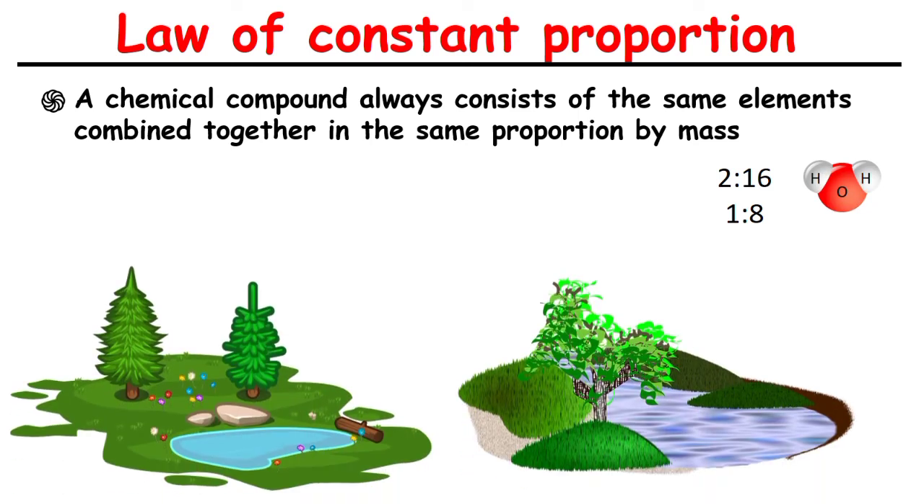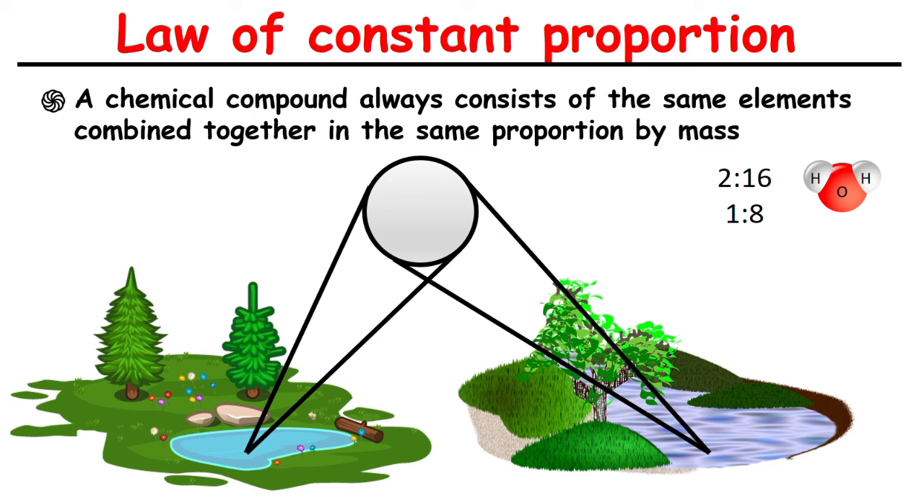Now we have a pond and a river, and both have some water in them. If we take water from both sources and look at it under a microscope, we will see that the molecules look the same. Why is it so? Because, as I told you, there is a constant proportion in each and every molecule. So whether you take water from a pond, a river or the ocean, the proportion of hydrogen and oxygen in every place will be the same. And this states the law of constant proportion.